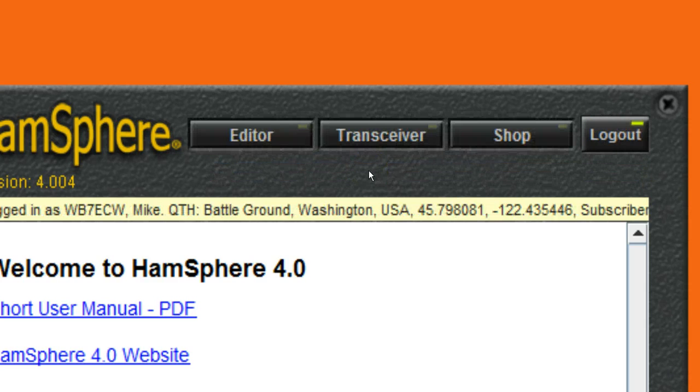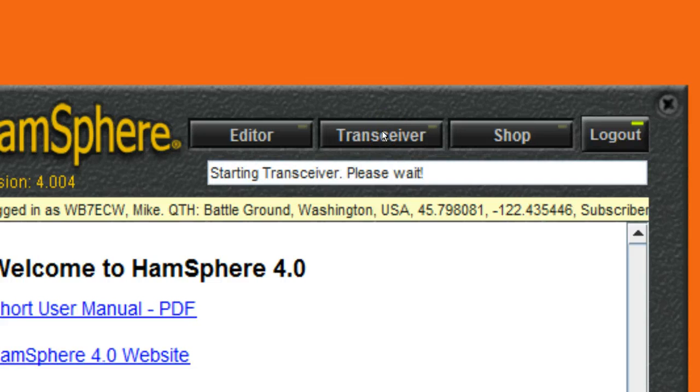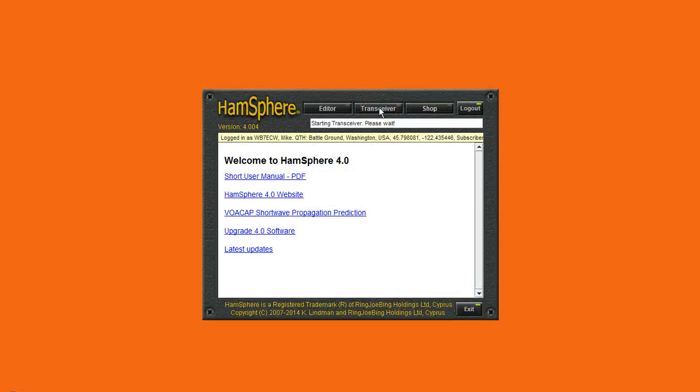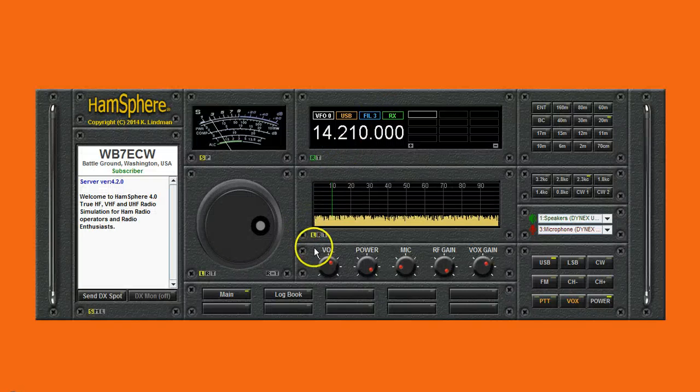HamSphere 4 does not require you to pay an additional subscription to your HamSphere 3 subscription. You get HamSphere 4 as part of it. Once you've downloaded it and installed it, then you've got everything you need to get on the air. You've got the default transceiver, which you get to by clicking transceiver. So again, you don't have to go to the shop or the editor.